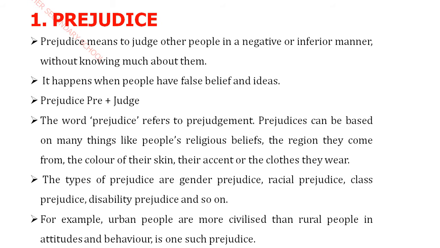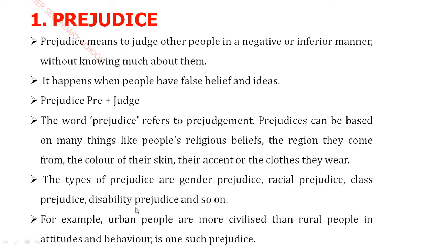The types of prejudice are, still more, gender prejudice. See here, gender prejudice from the side of both male and female. And racial prejudice, race, R-A-C-E, against people who belong to a different race. And class prejudice. Class means what? Rich people, poor people, like that. And disability prejudice, whether a person is strong in body or dull and weak in health.